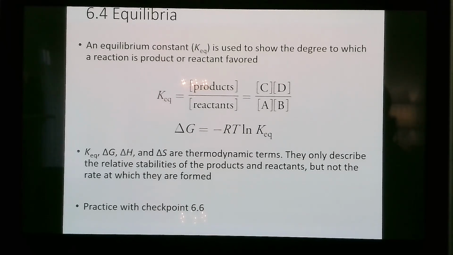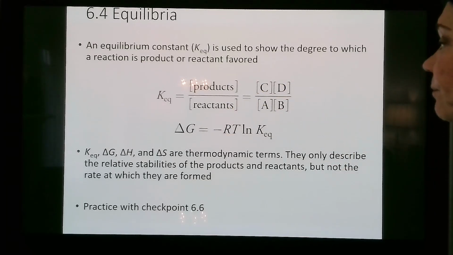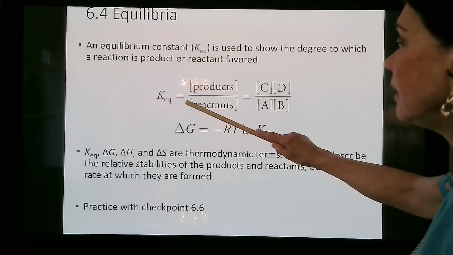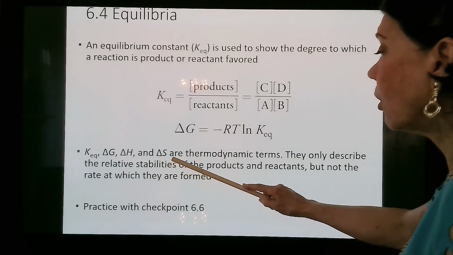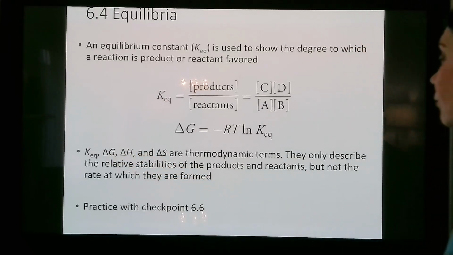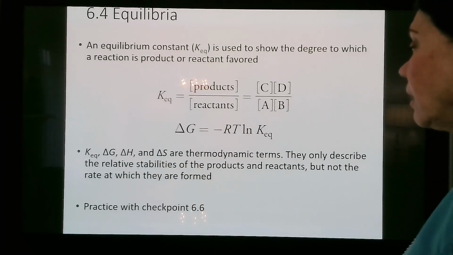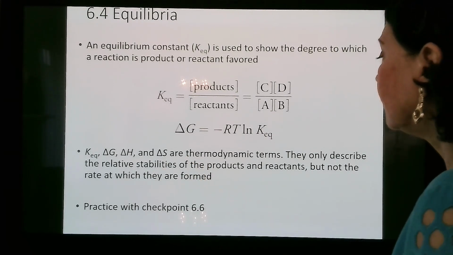The equilibrium constant, which you've calculated before in general chemistry, I'm sure, is used to show the degree to which a reaction has the products favored or the reactants favored. And here, this is just simply the way that the Gibbs free energy is calculated if you know the equilibrium constant. So these are the thermodynamic terms. These are used to describe relative stabilities of the products and reactants, but you don't know anything about the rate so far.